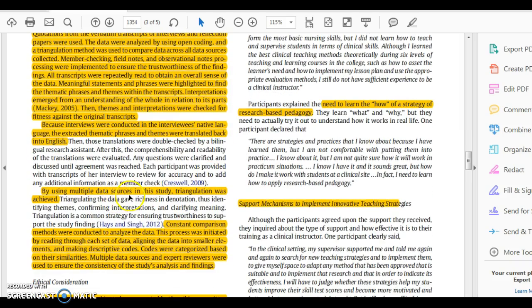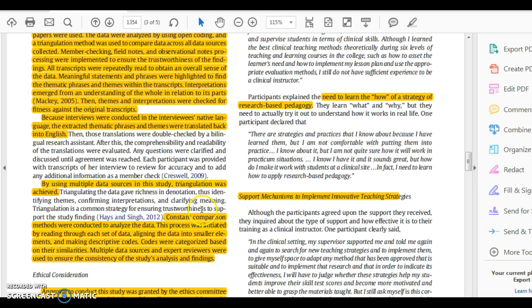Okay, so by using multiple data sources, triangulation was achieved. And if you don't know what that is, again, look that up, but that's an important word for qualitative studies when we're talking about data analysis. But they did constant comparison. This is how they analyzed it as well, triangulation, constant comparison. And they did open coding here as well, and those codes were categorized based on their similarities. And they used multiple data sources and multiple expert reviewers to ensure consistency of the study's analysis and findings. So again, this is very thorough.